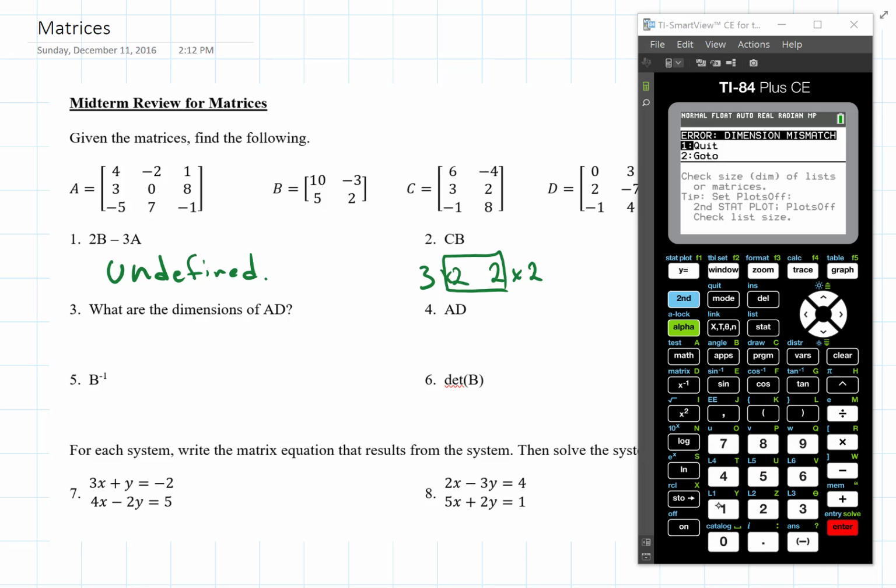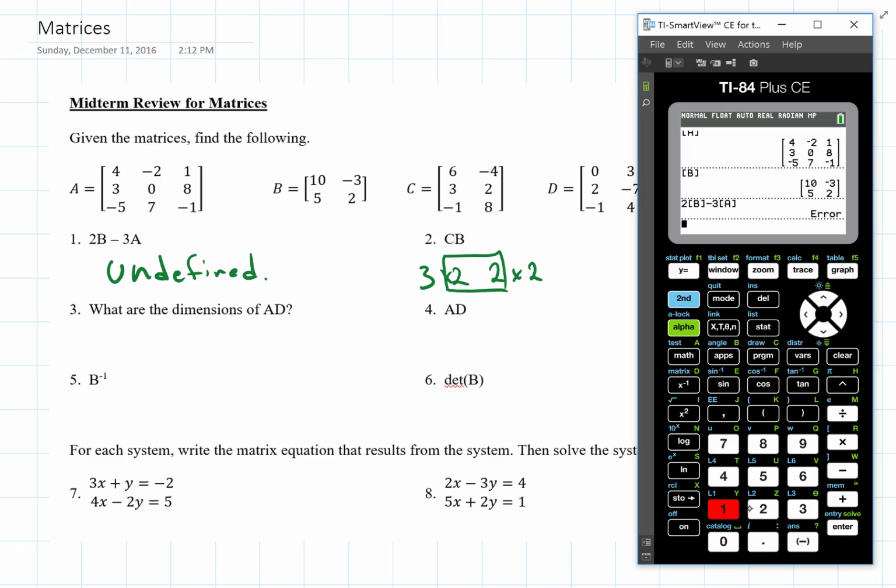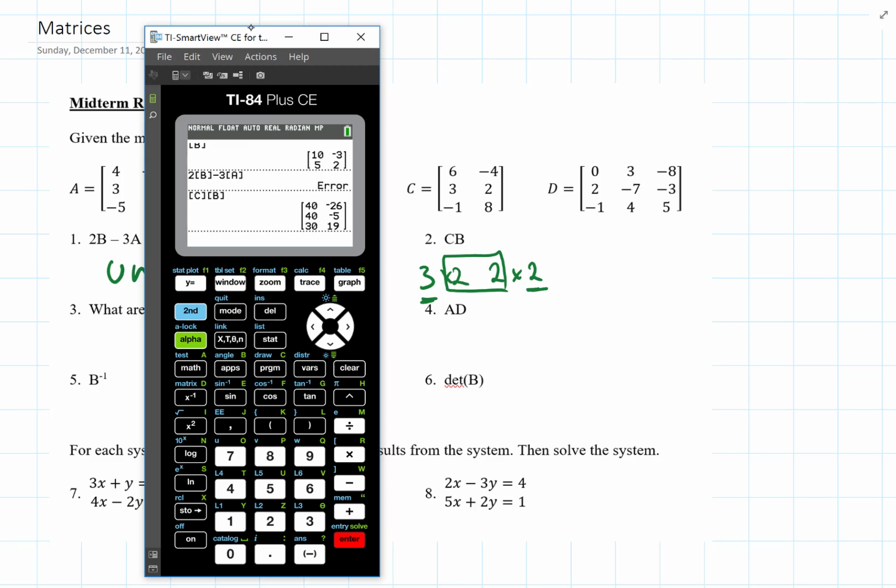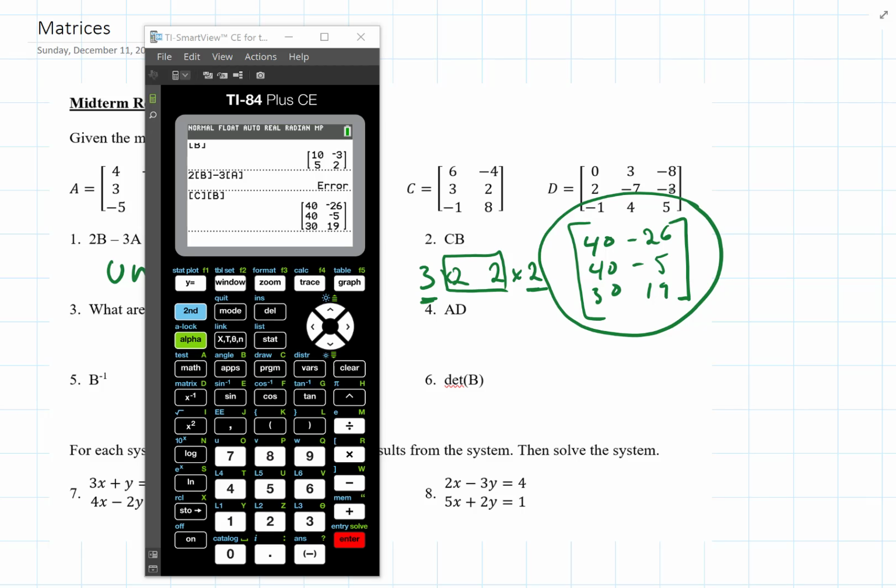In this case they are, so we know the product is defined. So let's go ahead to our calculator. We'll quit from this error message, and we'll go ahead and try this new operation, CB. So matrix C, matrix B. And we get a 3 by 2 matrix as a result. Just slide this over and we'll write down our answer. Let's see, the elements are 40, 40, 30, -26, -5, 19. So that's our answer for number 2.